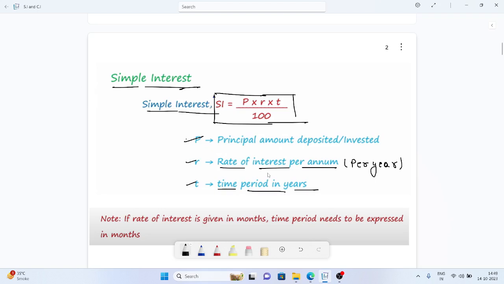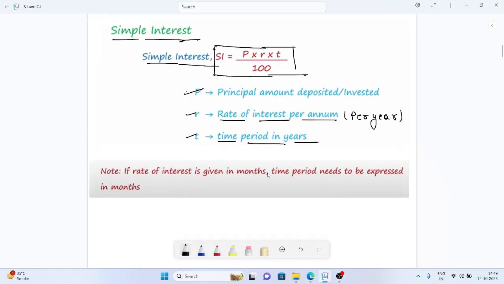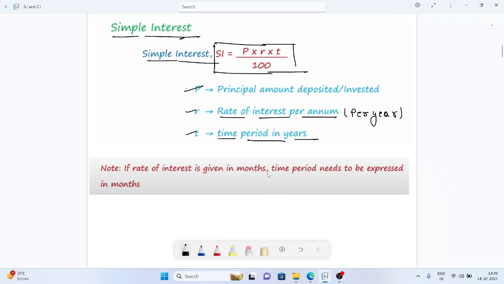One thing you have to remember, make it a note: if the rate of interest is given in months, then the time period needs to be expressed in months. Rate and time should be in the same unit. If the rate of interest is expressed per year, then time is also in years. We will see more when we do the questions.